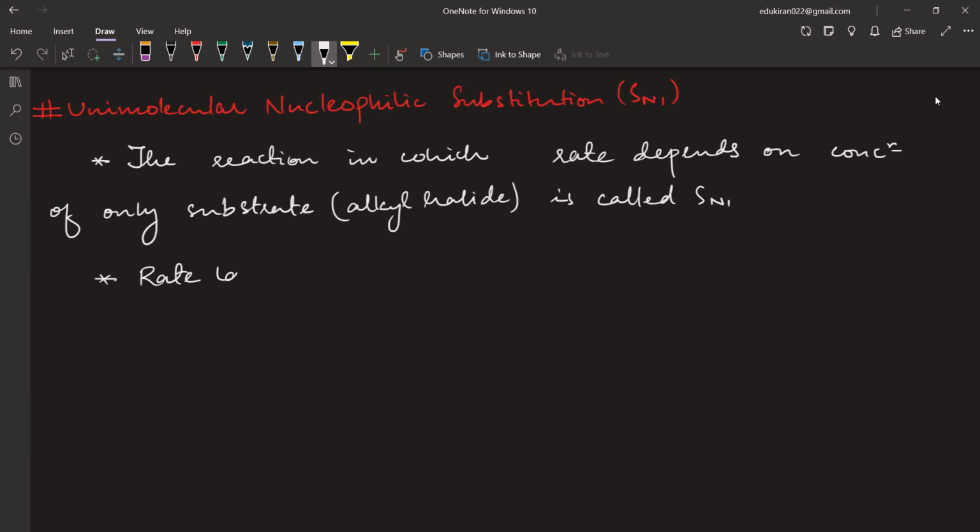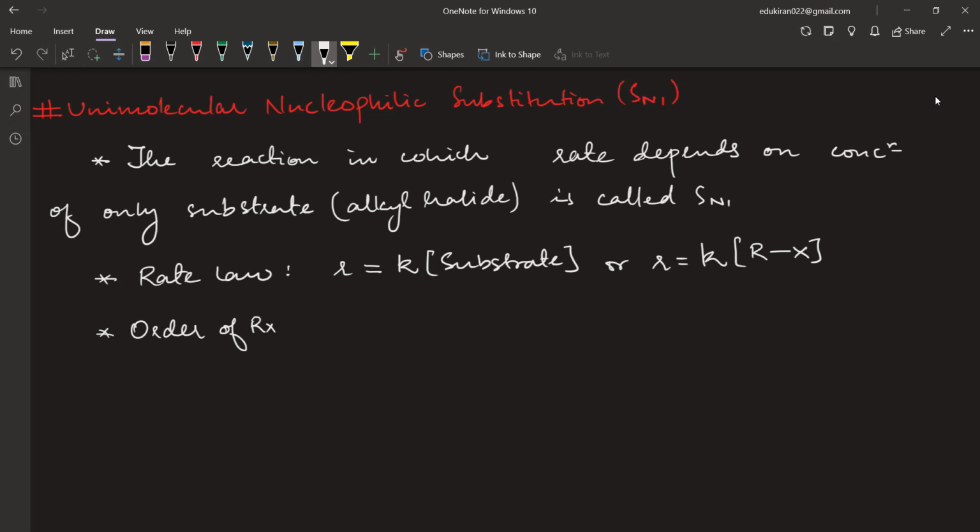SN1. What is the rate law? The rate law will be R is equal to the rate constant K multiplied by the substrate. Let us write substrate in general, and in this chapter we can write R is equal to K into Rx. Order of reaction will be equal to 1, since as you can see, it is only depending on one molecule. That is why the order is equal to 1. And molecularity is also equal to 1. Now write the mechanism.